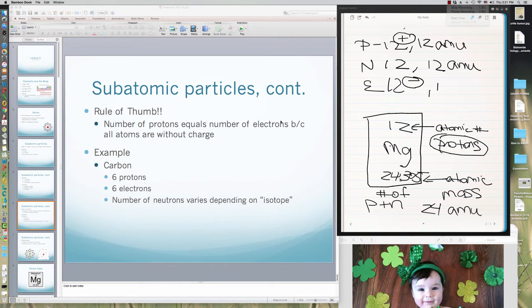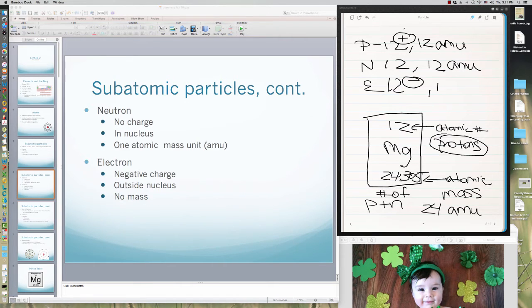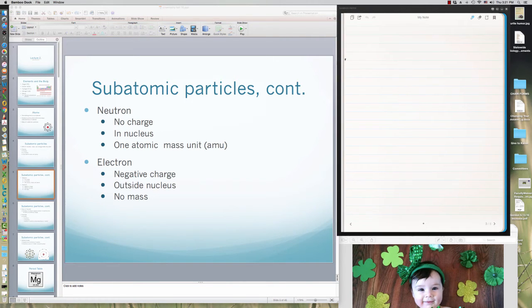Let's try this with another atom, just for practice. So fluoride has an atomic number of 9 and an atomic mass of 19. So as a reminder, the atomic number tells you directly how many protons you have. So that means you have 9 protons or 9 positive charges, and that those 9 protons together weigh 9 atomic mass units.